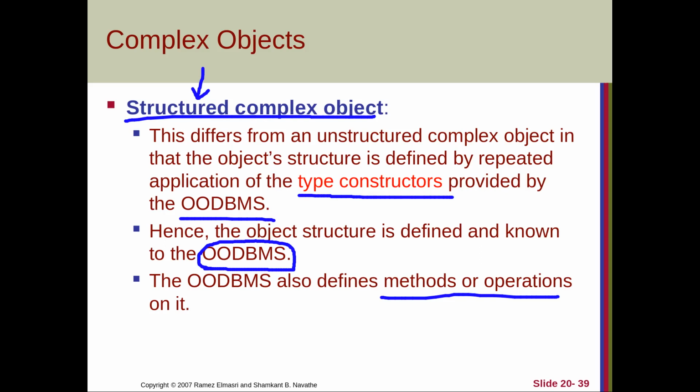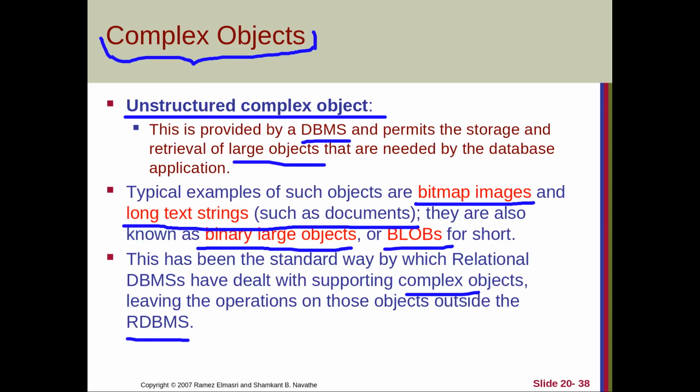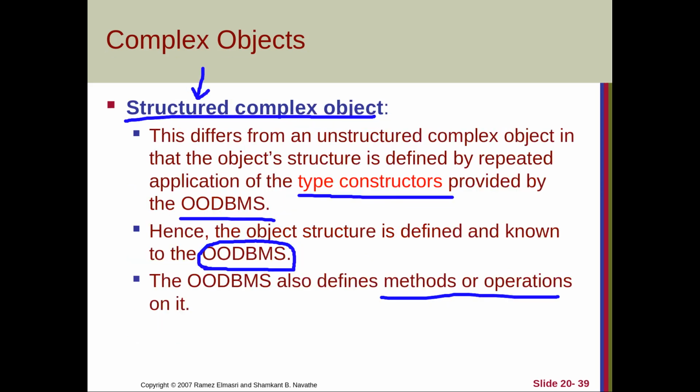So structured complex objects are structured by using different type constructors, but unstructured objects do not have any specific order, and will have a huge amount of data. Huge or larger objects are stored separately without any specific formats.